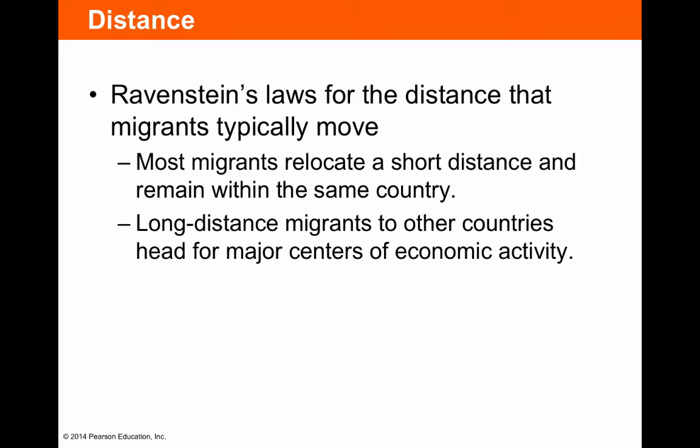Okay, so this guy Ravenstein, which is a great name, says that he has these laws for the distance that migrants typically move. And he says most migrants relocate a short distance and remain within the same country, which makes sense, right? That if people are going to go places, they're going to try and not go very far. So most people, unlike Abigail, are not going to go all the way to Norway. Most people are going to try and not go too far away. So, for example, I went to college in Lexington, and I've come to Frankfurt.